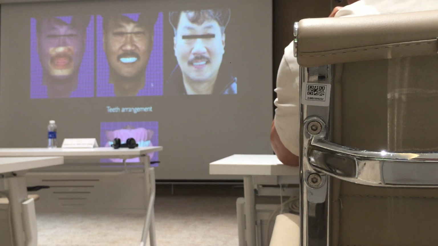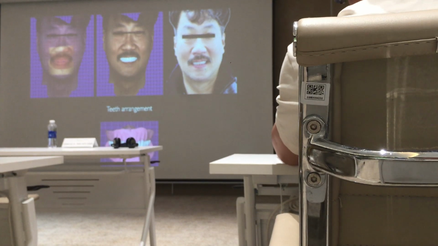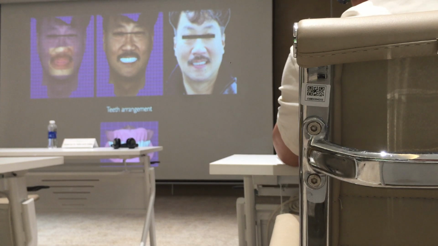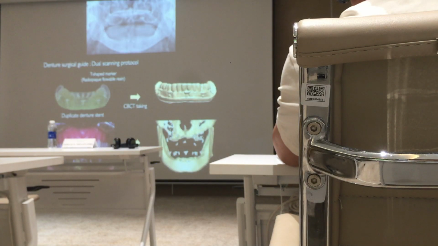And I made a new set of denture for the patient. So basically I made two sets of dentures. The first one was immediate denture. The second one was after the healing, the new denture. And then we moved on with our implants.